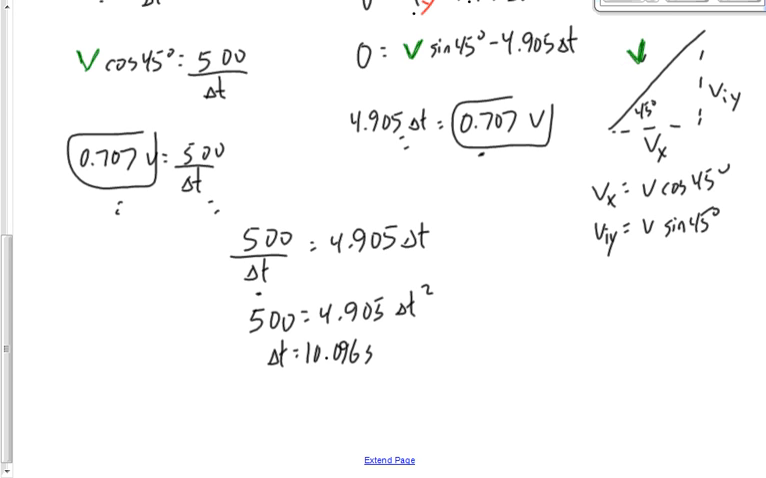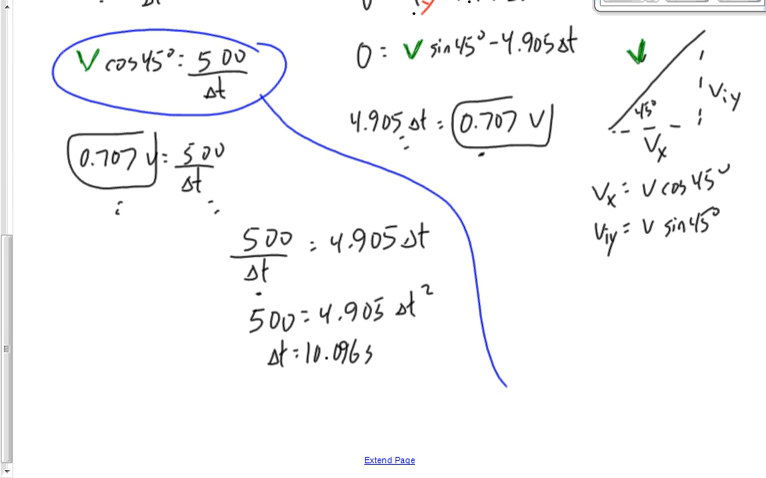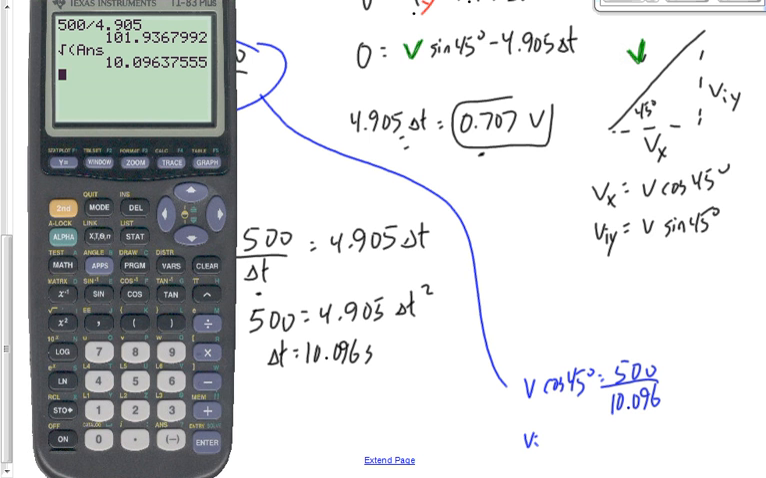Now I want to find V. Put it into either of these equations. Let's take the cos 45 down by dividing. So let's say 500 divided by bracket 10.096 times 0.707, which is cos 45, gives me 70 meters.